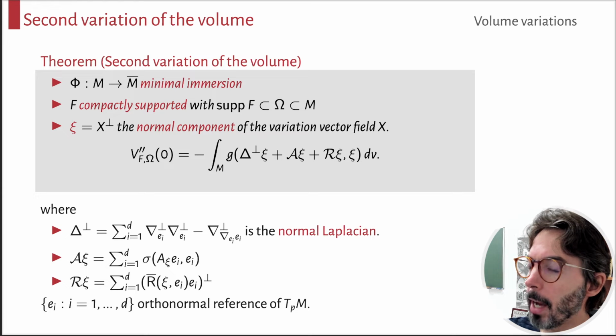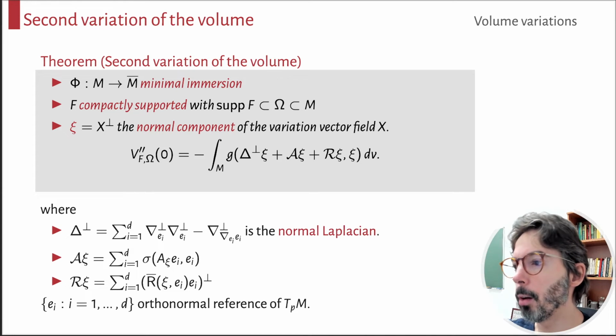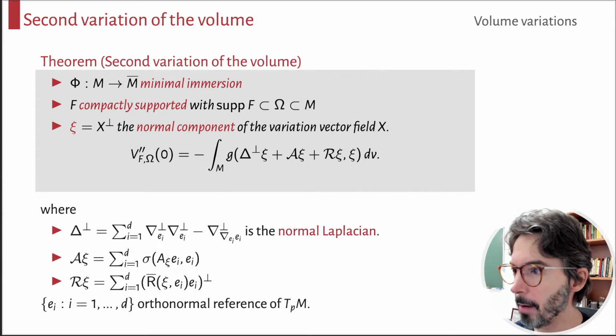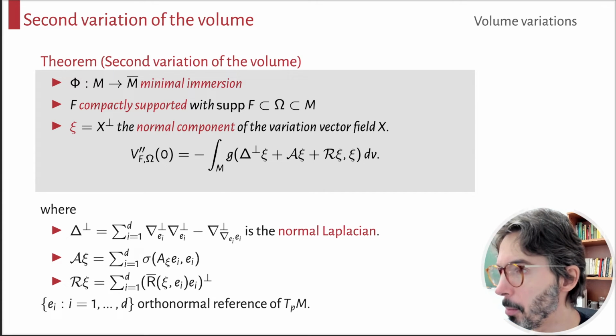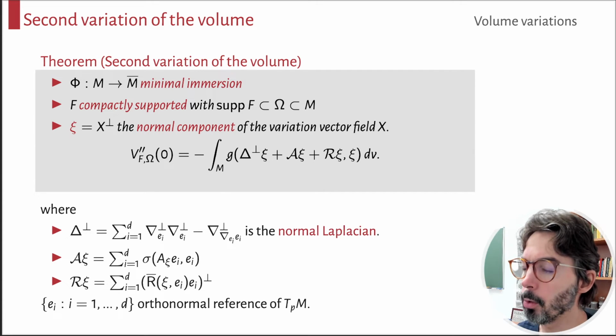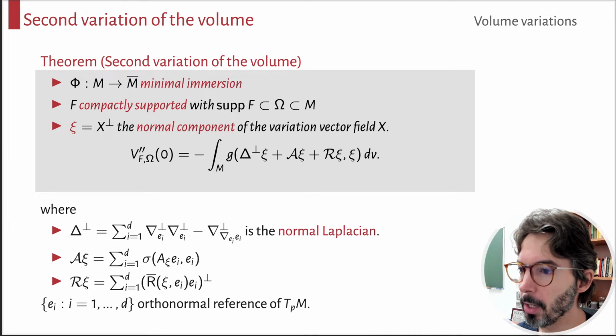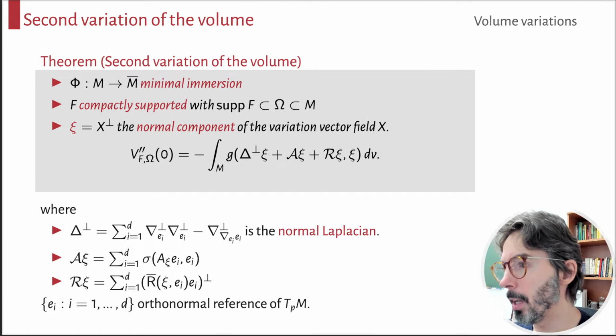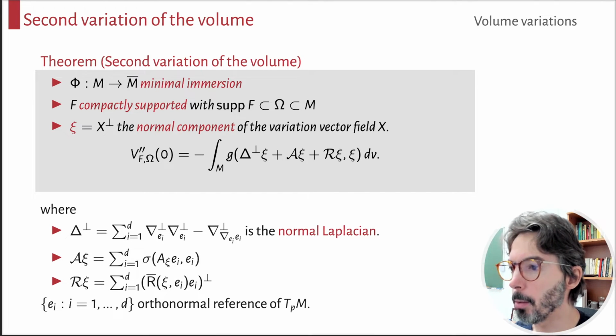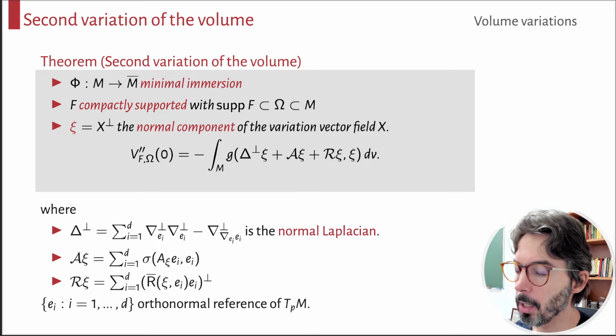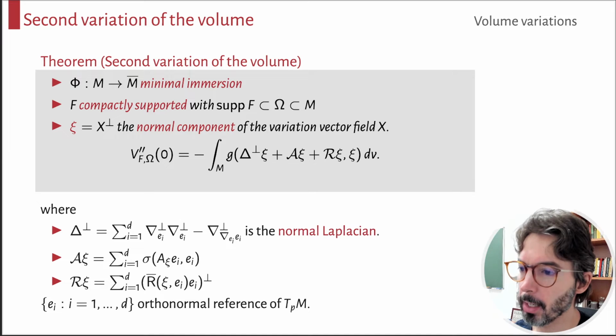Okay, so now we would like to study how the second variation of the volume behaves. So we start with a minimal immersion, f a compactly supported variation, and psi the normal component of the variation vector field X. Then the second derivative of the variation f is given by that integral, and we will see here that this is the scalar product of some functional of the normal section by the section itself.